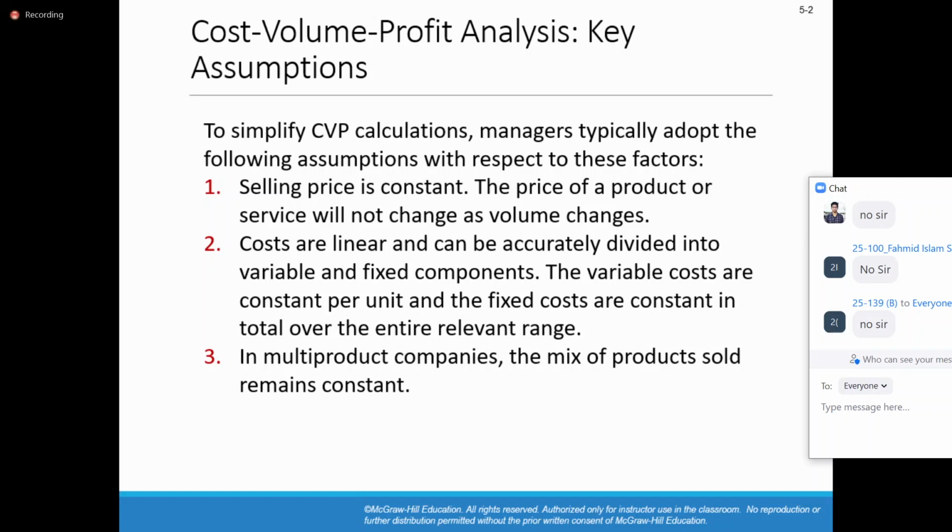So you see that the case we have discussed indicates that there is a close relation between cost, volume, and profit. And one thing influences the other.